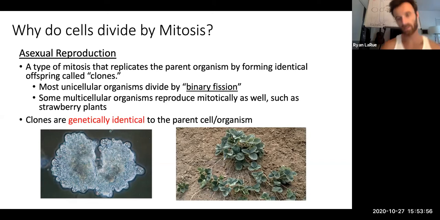And then, of course, there are actually some multicellular organisms that can reproduce asexually. So strawberry plants are an example. And they actually shoot out these runner stems, as seen here, to produce new strawberry plants, but this is all through mitosis, meaning they're going to be genetically identical to the parent organism. And when we talk about mitosis in depth next lecture, we'll see why. We'll see why the process of mitosis actually creates identical offspring.